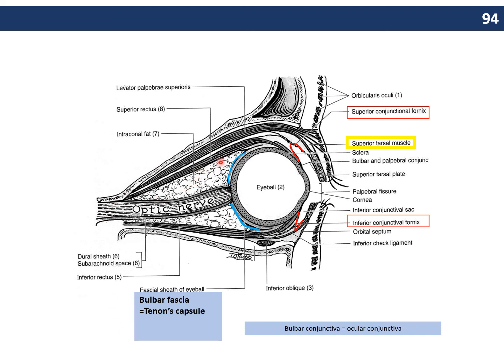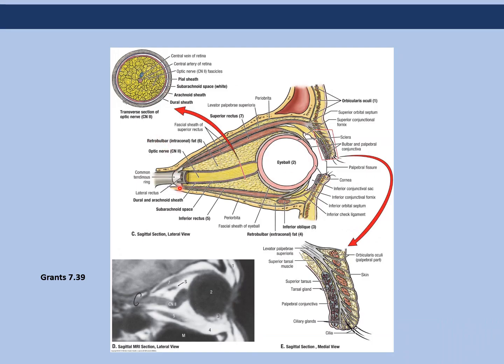And then the bulbar fat, listed here as intraconal fat, same thing, serving as a shock absorber for the eyeball, but also allows for accommodation of the different movements of the eye. Here's a color picture of that same image from the Grant's Atlas, and a close-up view of that superior tarsal muscle coming off of the levator palpebrae superioris.